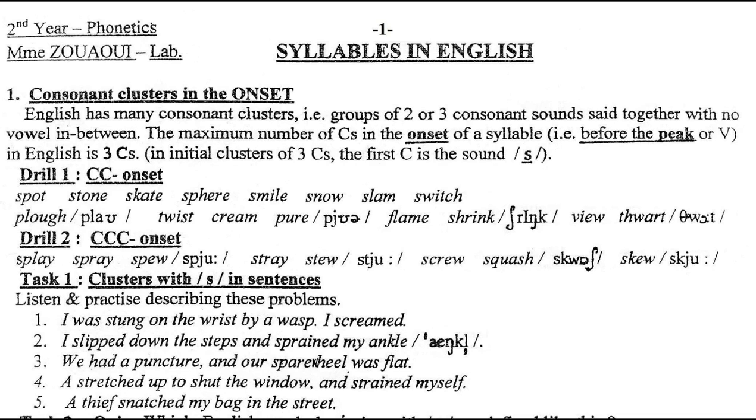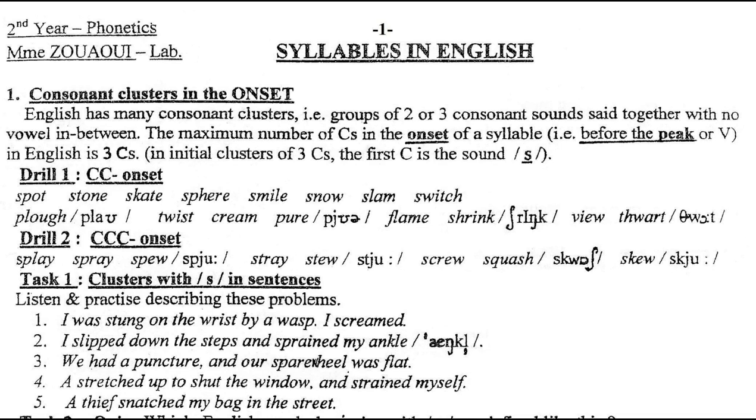The maximum number of consonants in the onset of a syllable, that is, before the peak, in English is three consonants. In initial clusters of three consonants, the first consonant is the sound s. What does it mean? It means that when a word starts with a consonant cluster of three consonants, the first sound must be the s sound and we can't have any other sound.